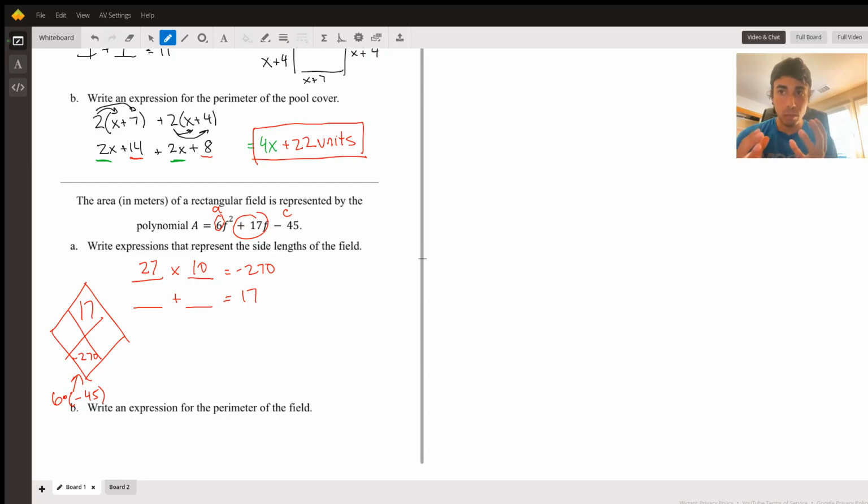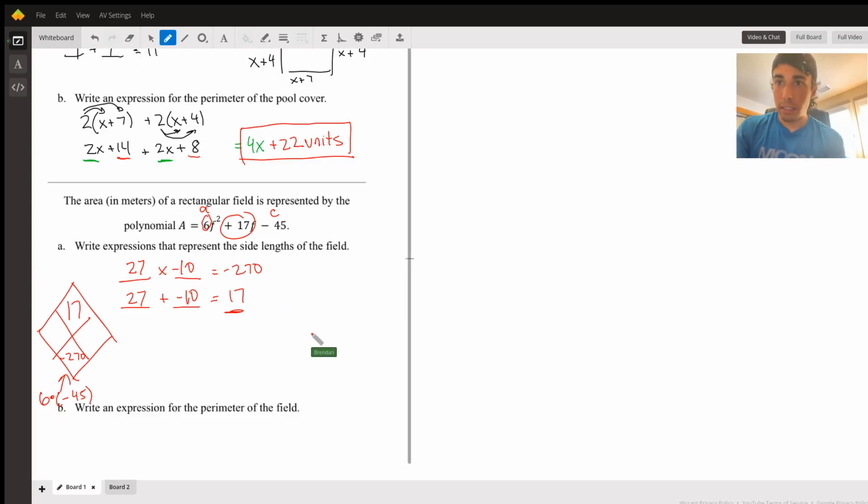But we need one of those to be negative. So we're figuring out how we can combine these together to give us 17. Which one needs to be negative? Is it 27 minus 10, 17, or 10 minus 27, 17? Since this number is positive, we want the smaller number to be the negative one. So it's going to be 27 and minus 10, because 27 minus 10 is 17, and when we multiply them together, that gives us negative 270. From there, we can set up the box.